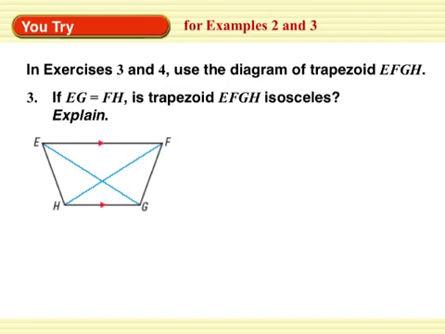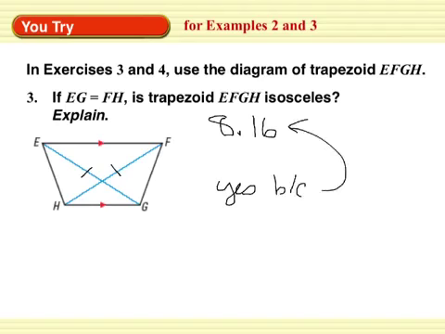You try. In exercises 3 and 4, use the diagram of trapezoid EFGH. All right. If EG, I'm going to mark it, is congruent to FH, is the trapezoid EFGH isosceles? If I look at theorem 816, it says a trapezoid is isosceles if and only if its diagonals are congruent. Yes, because theorem 816.